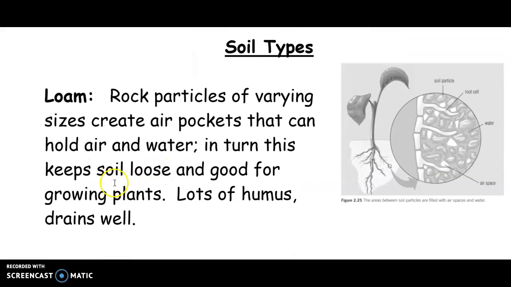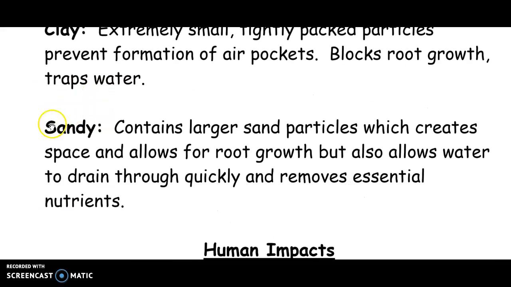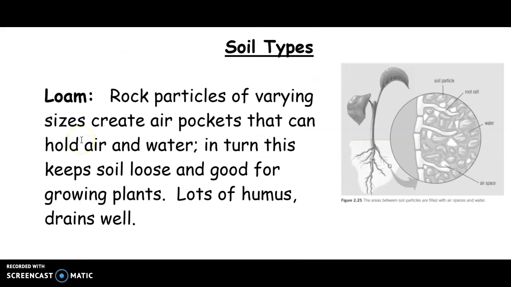Okay, so let's look at the different types of soil that exist. There's 3 general types. So we have loam, we have clay, and then we have sand. So we're going to talk about basically the differences between them and what works well for planting producers in and what doesn't. All right, so the first type of soil is called loam.